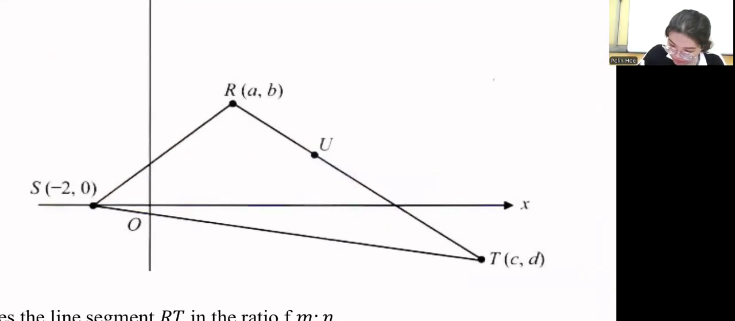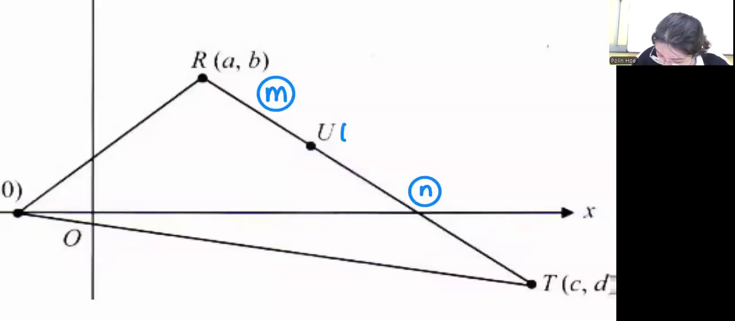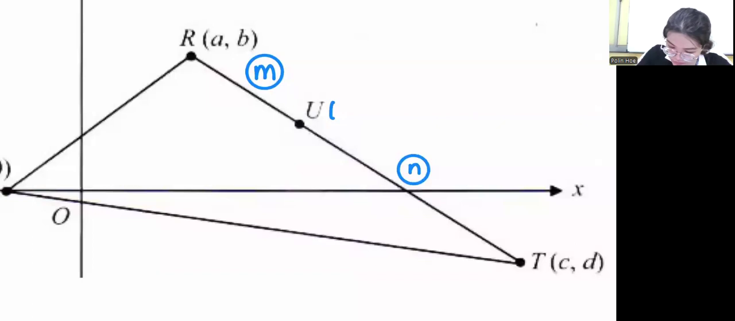Into the ratio m to n, I suggest that every time you write the ratio, you circle it so that you know that this is a ratio. They are not coordinates. Derive the formula for the x coordinate of the point dividing the line segment. I do not know the name of point U, so let us call it xy.